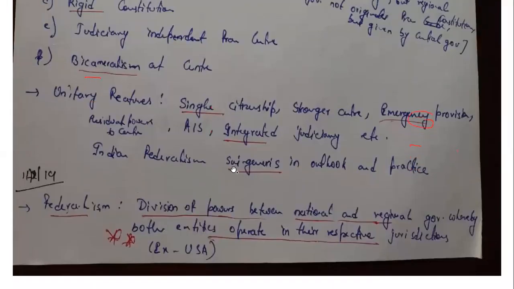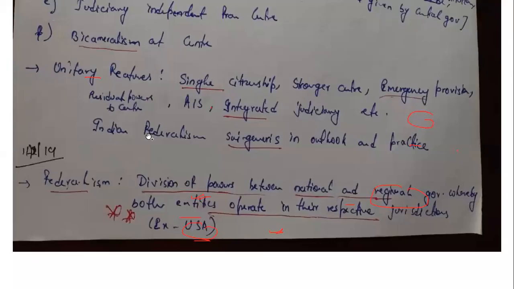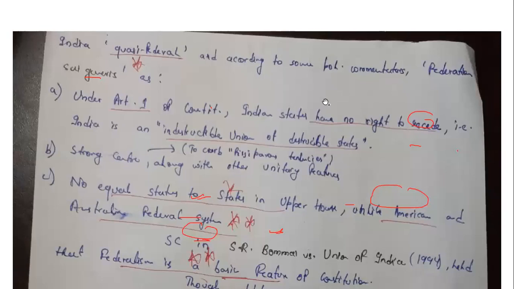Okay, just a second. So unitary features also we have discussed. And what is federalism? Here, there's a definition: division of power between national and regional government, whereby both entities operate in their respective jurisdiction. So the US is a true example of a federal state. India is quasi-federal, or sui generis. Why is India quasi-federal? States have no right to secede. We have talked about this.